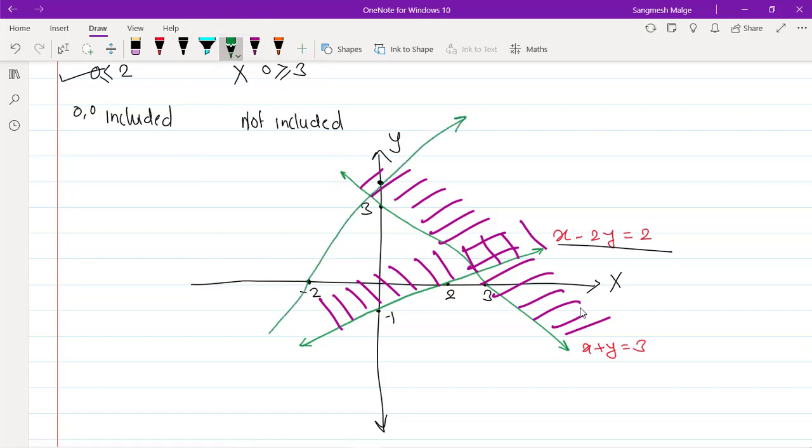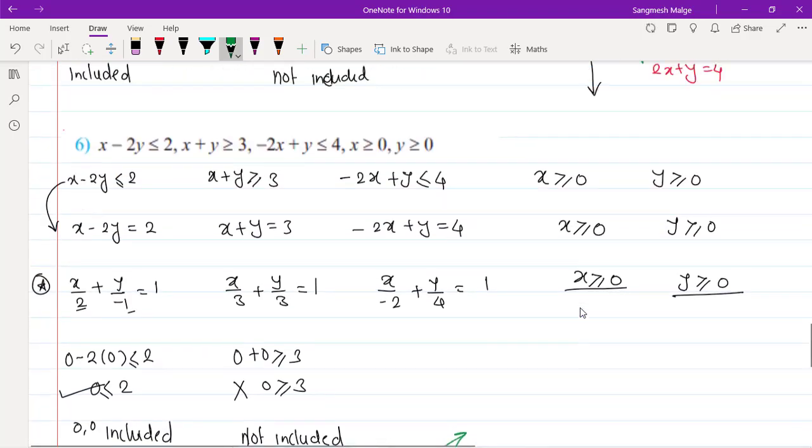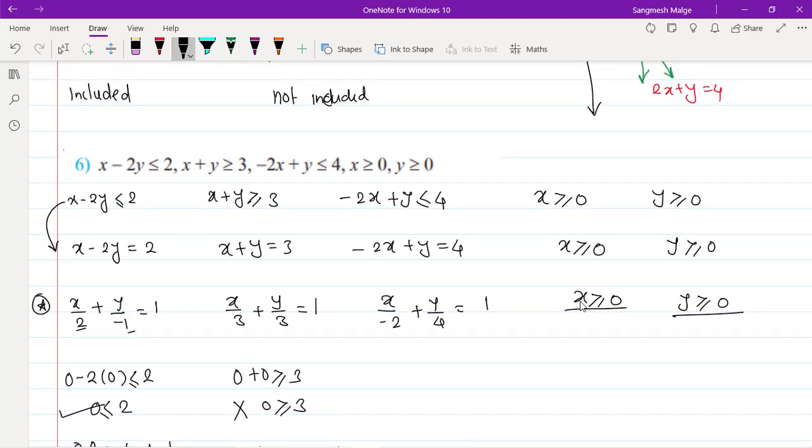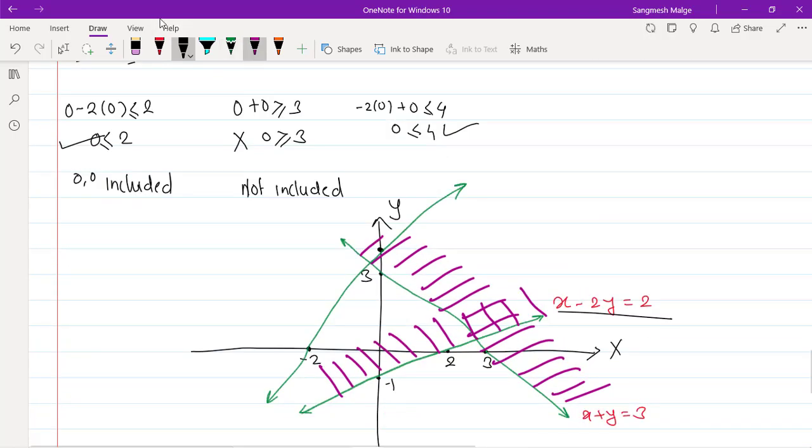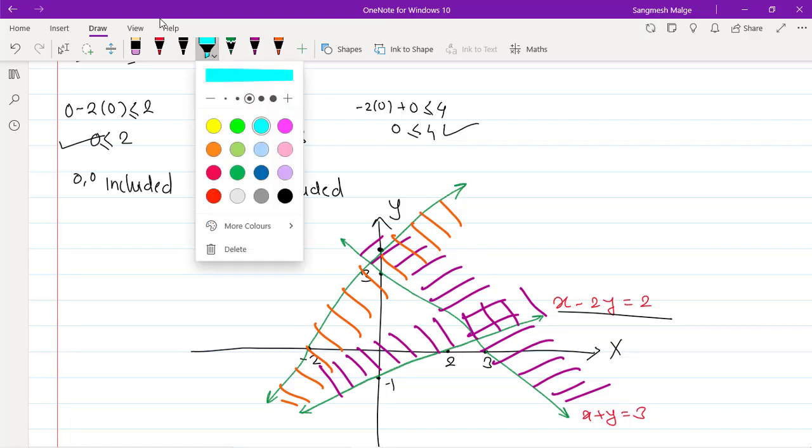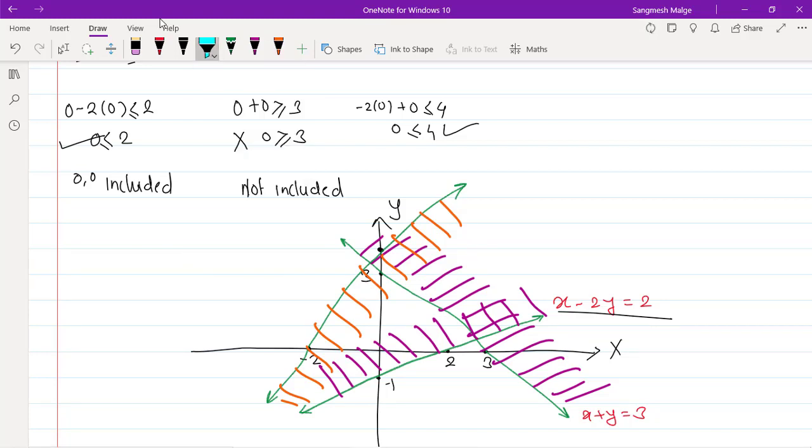Okay, cool. Can we have the origin for this point in the solution set? So it is -2 into 0 plus 0 less than or equals to 4. So 0 less than or equals to 4. Is it true? Yes. Means what? Origin is included in this solution. So this is what you get, the feasible solution for this line. Now tell me what is the common region for all of these. So of course, this is the common region for all.